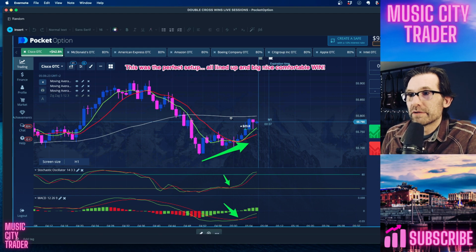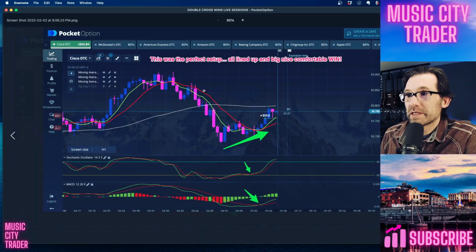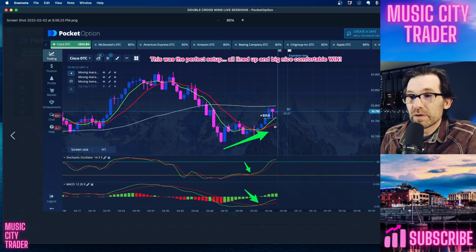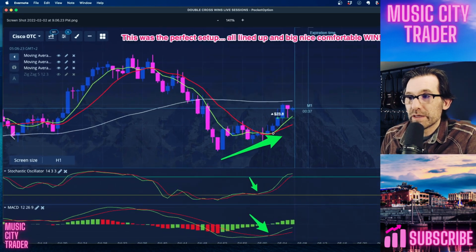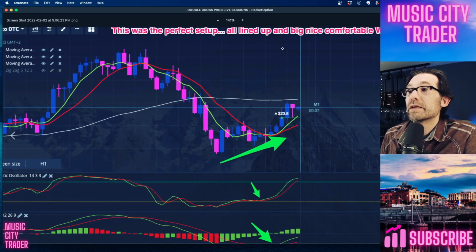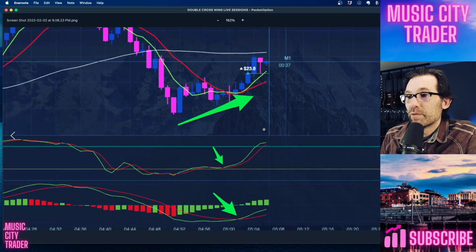And I'm going to zoom in right here. This was a win. It says this was the perfect setup, all lined up, and big, nice, comfortable win. Now I'm going to place some of these images for you in the course, just a pack of images so you can read them. And I'm going to zoom in here as much as I can and show you what happened here.